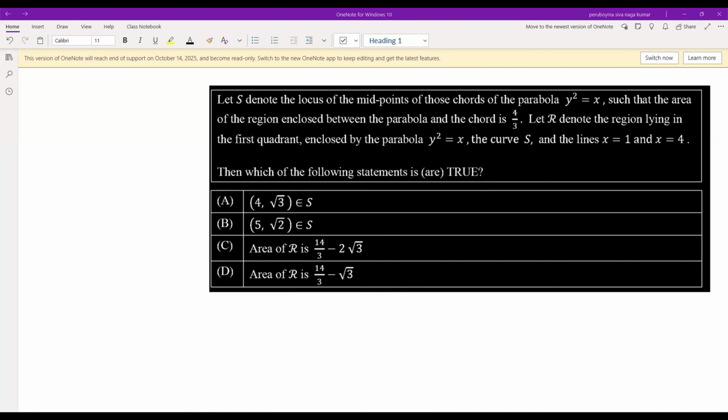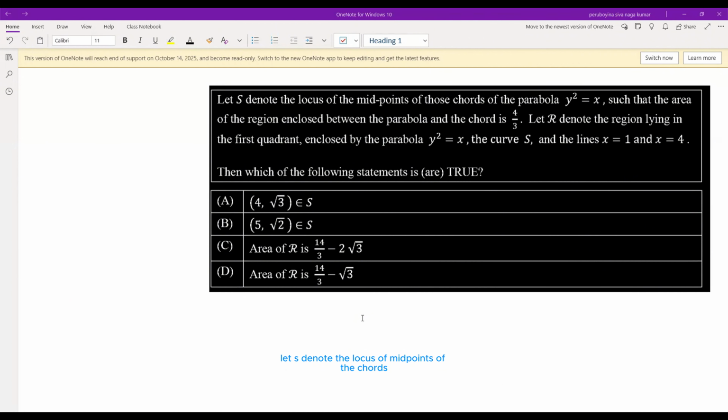Hello, good morning. This is JEE Advanced Problem 2025, and this is a common problem for both the topics parabola and integration. So take a look at the question, what it says.